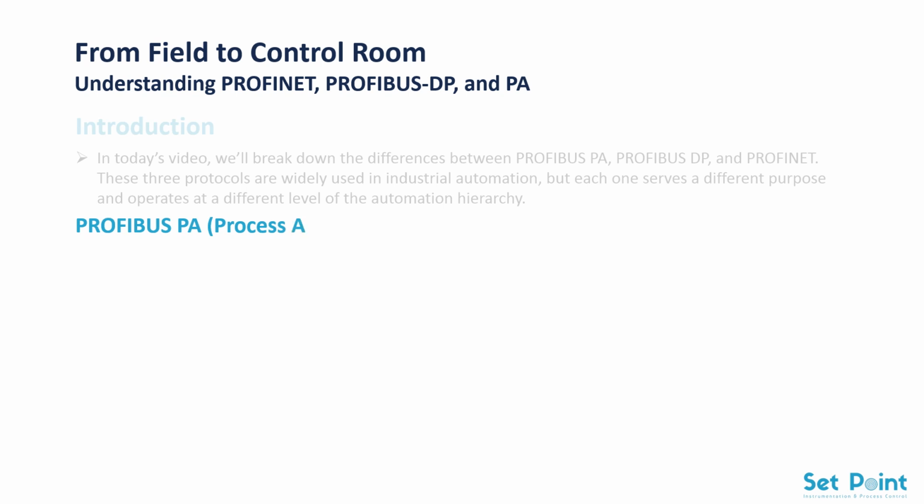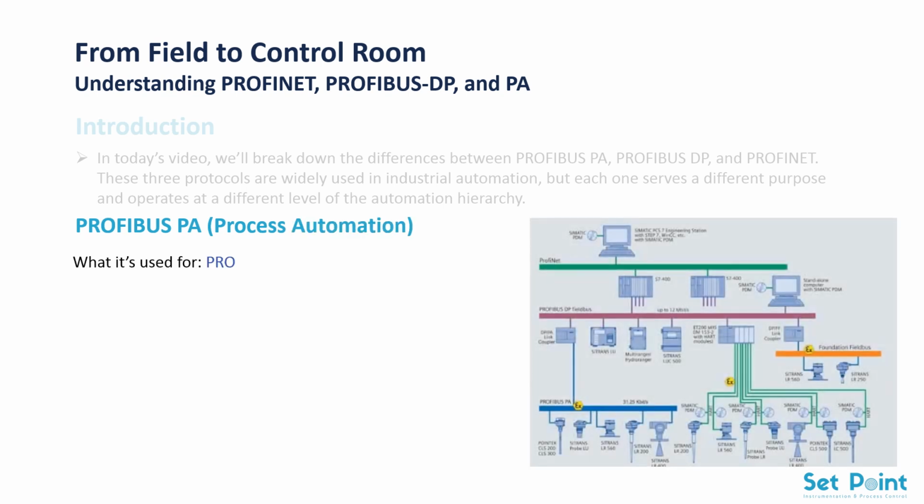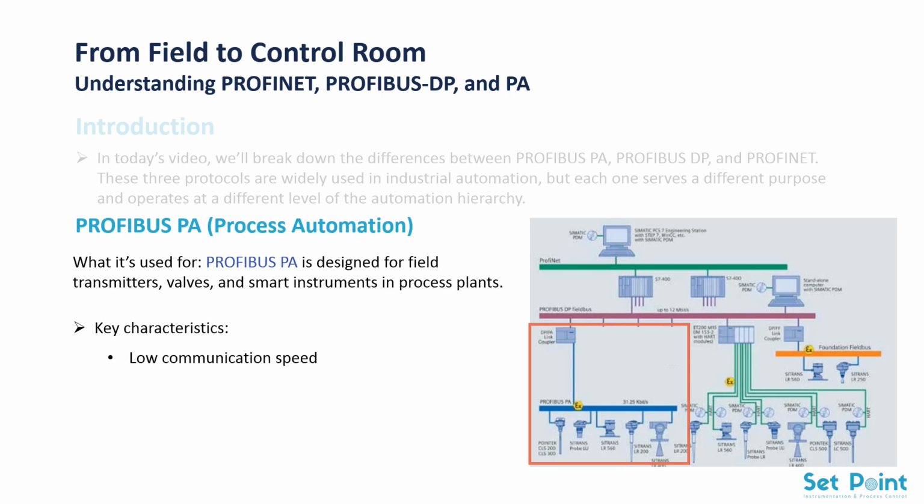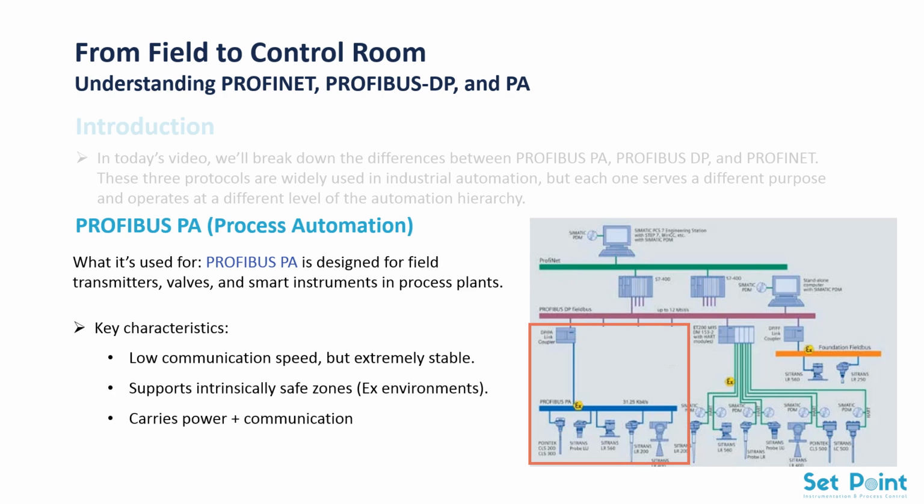Profibus PA, process automation. What it's used for. Profibus PA is designed for field transmitters, valves, and smart instruments in process plants. Key characteristics: low communication speed, but extremely stable. Supports intrinsically safe zones, EX environments. Carries power plus communication on the same cable. Ideal for long distances in harsh industrial areas.